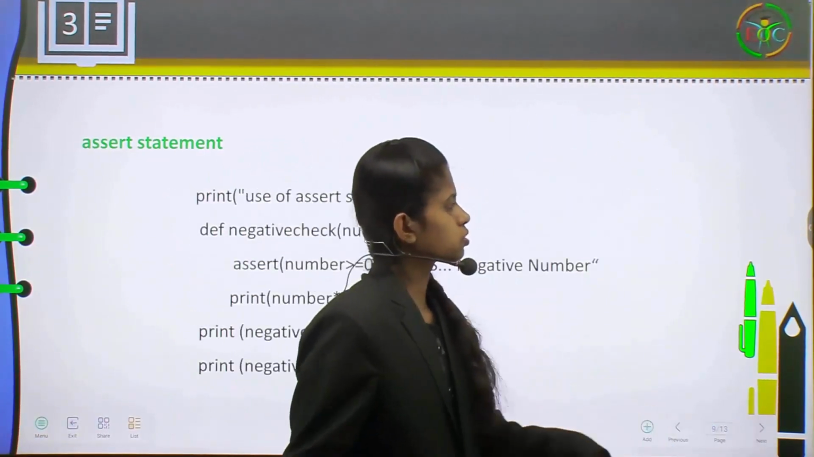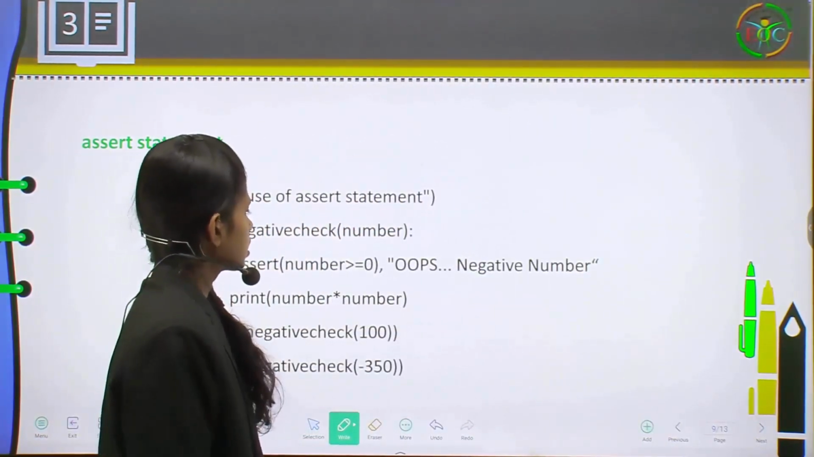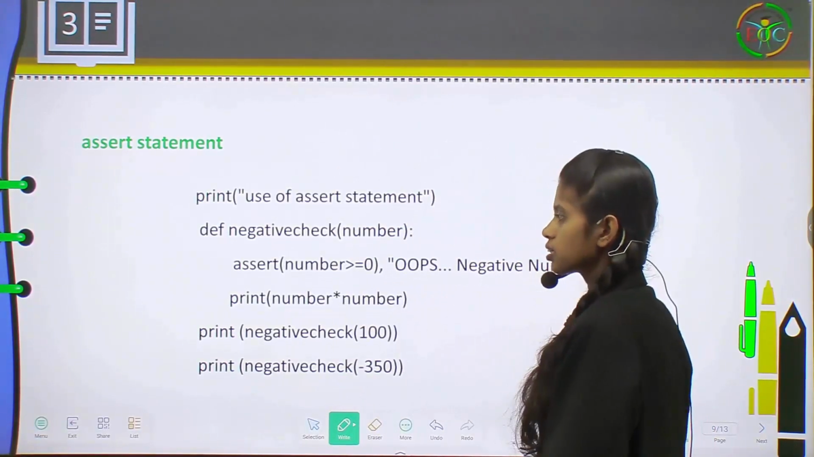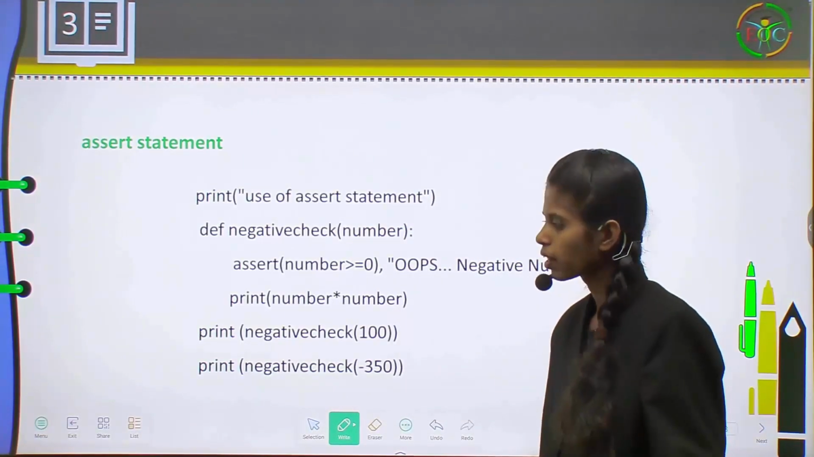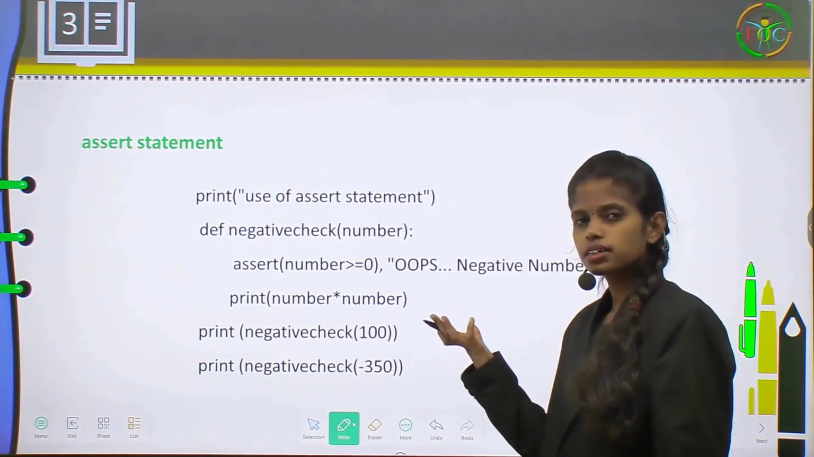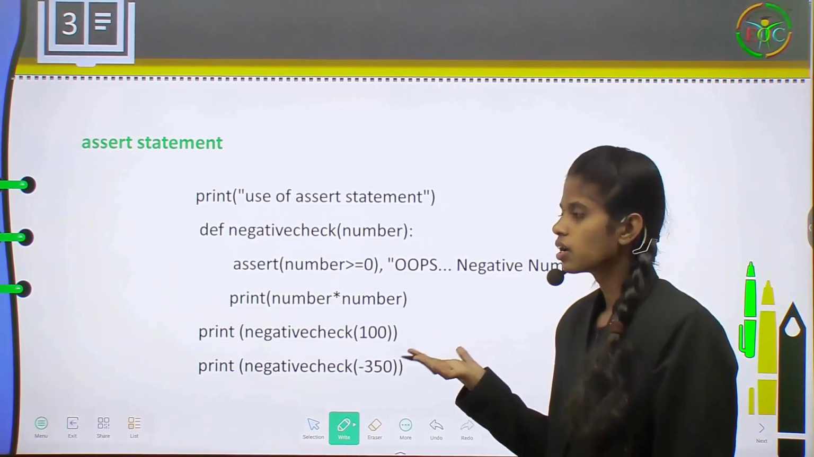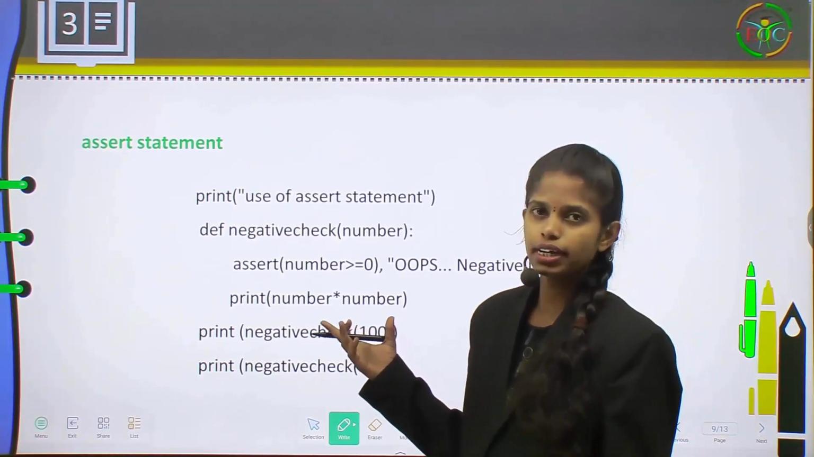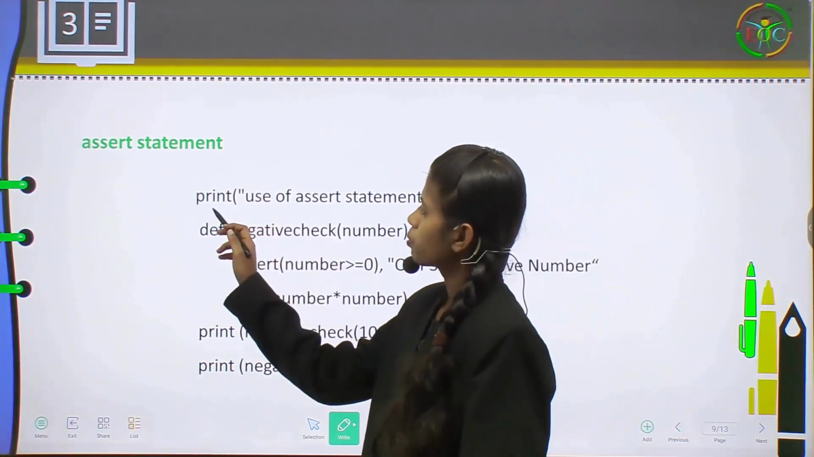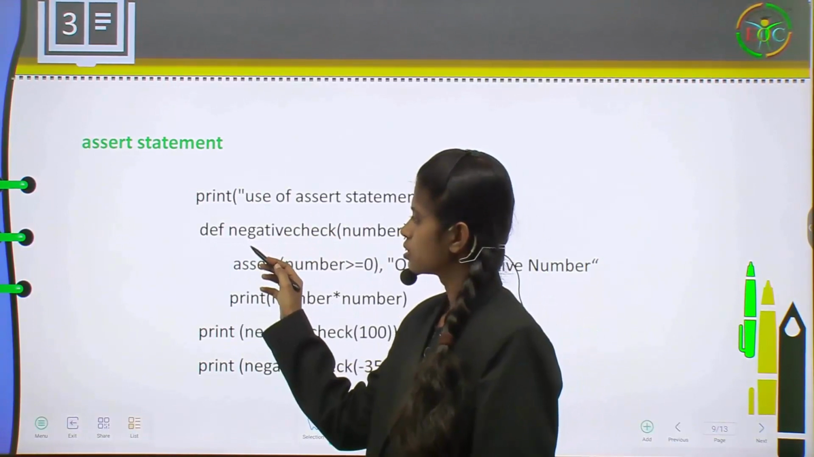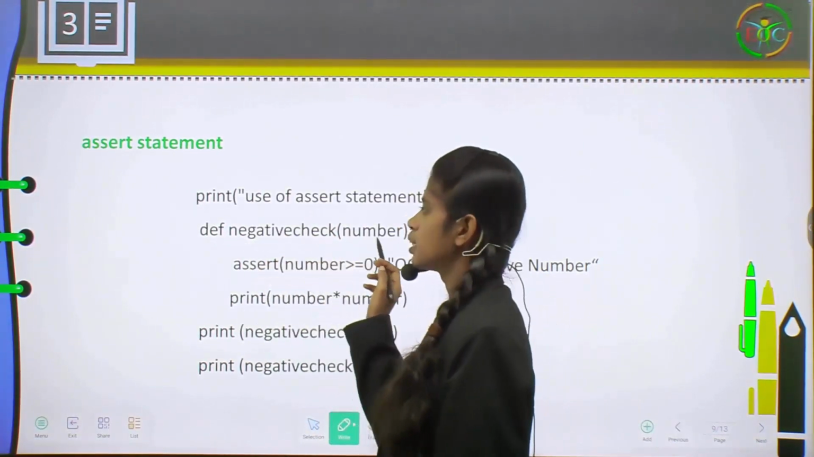See this particular program here. This program will check whether the number is greater than 0 or not. If it is less than 0, the exception will be raised, or else no exception will be raised and the square of the number will be computed. Print use of assert statement. Define negative check number.